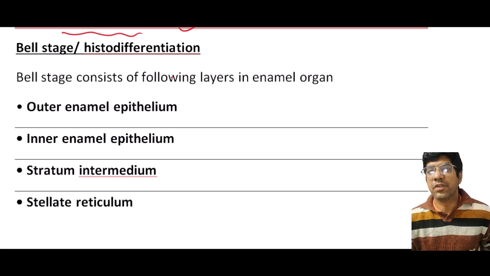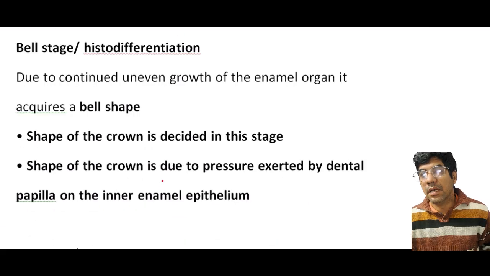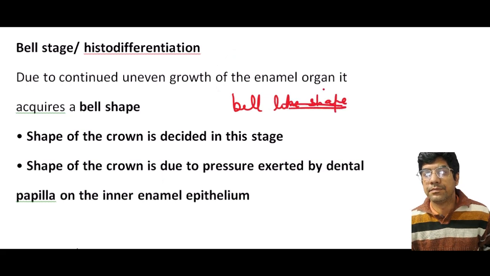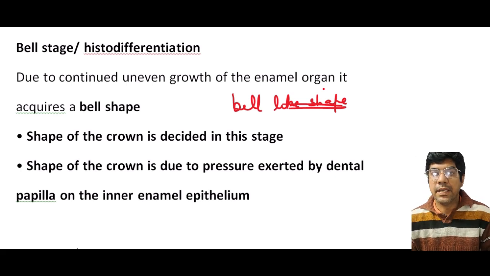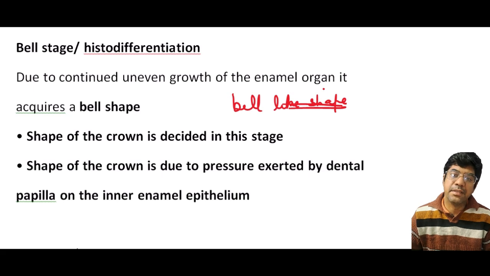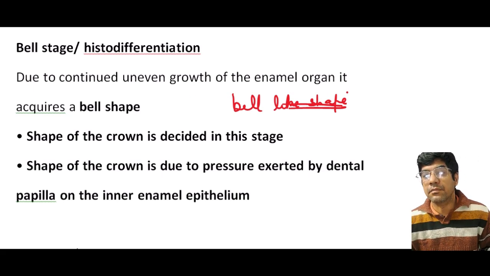The bell stage consists of the following layers in the enamel organ: outer enamel epithelium, inner enamel epithelium, stratum intermedium, and stellate reticulum. In the bell stage, the enamel organ, which is like a little pouch in the mouth, takes a bell-like shape. It was once thought that the shape of the tooth crown was because of the pressure from the cells in the growing dental papilla. So what opposes this pressure from below? Well, the fluid that is present in the stellate reticulum pushes back, balancing the pressure from below.